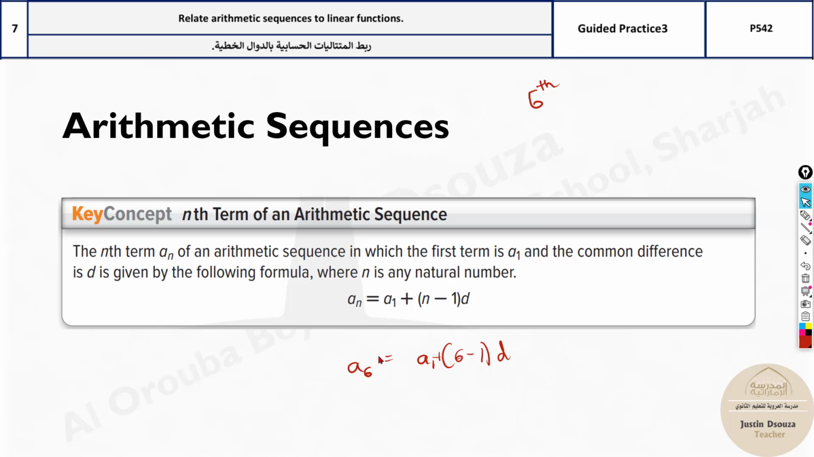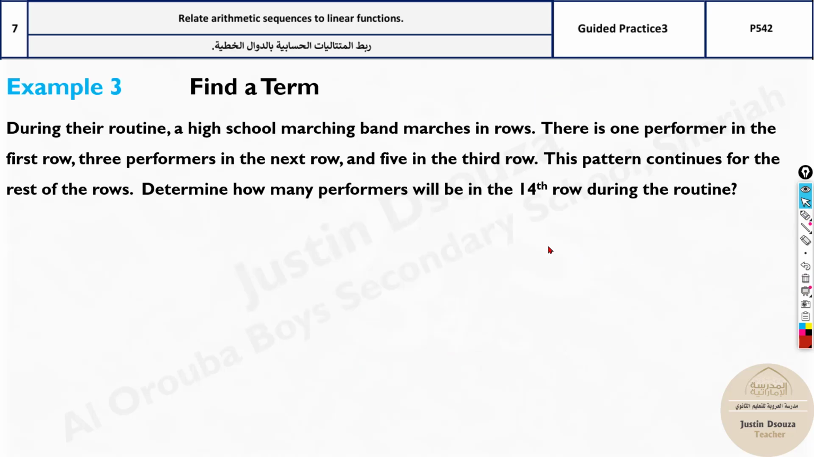So you do not need to know the previous term or anything. You can jump to any term you want as long as you know certain data, that is the first term and the difference. Now we will solve some problems.